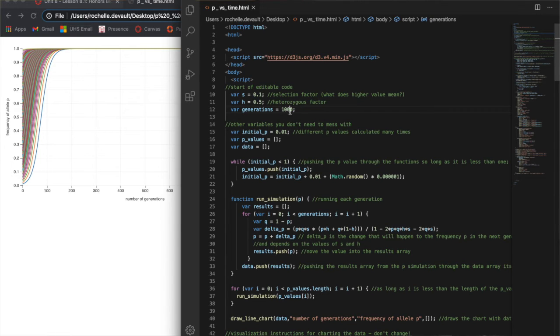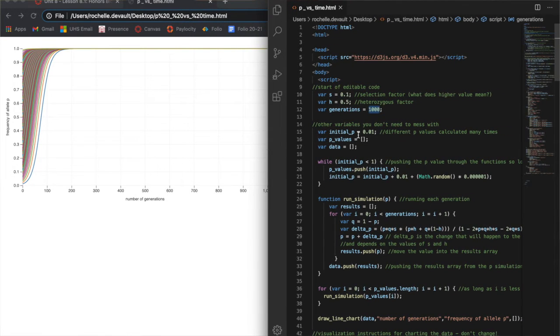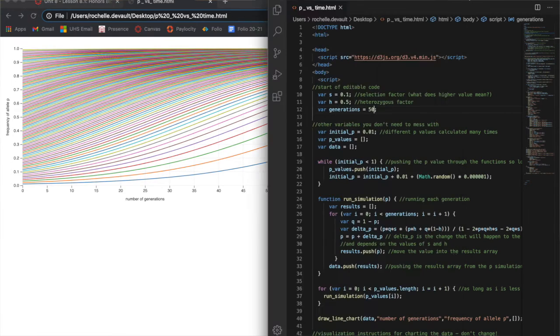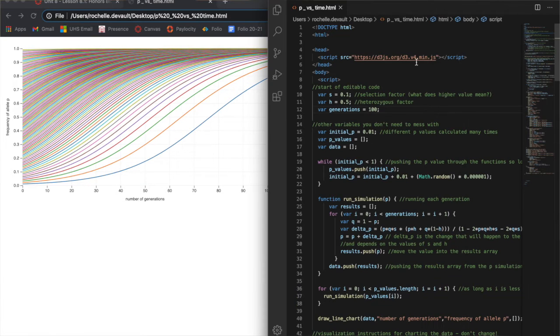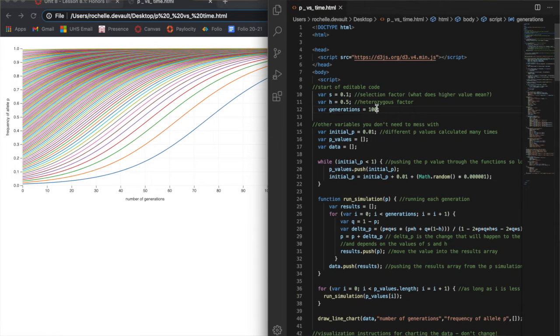And we can also set the number of generations. So I could show only 10 generations, I could show 1,000, whatever it is. In fact, I'll do that right now. I'll set 10 generations, save it, go back here, refresh. And now you see there's no agreement. If we go out to, let's say, 50 generations, save that, refresh. Now we start to see some agreement. If we go to 100 generations, save, refresh. Now we're starting to see P be selected for through direction. So I'll go back to 1,000 because that's what I started with.